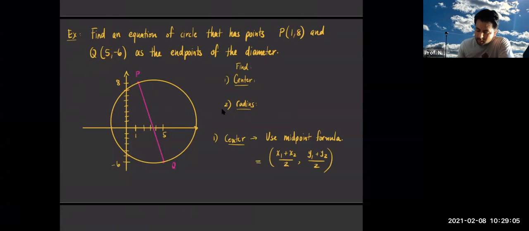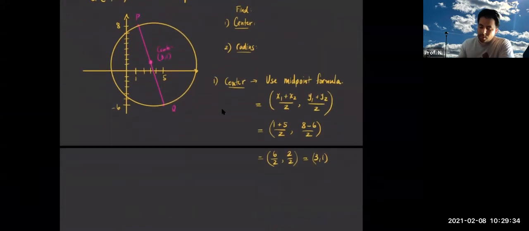So in this case, it will be 1 plus 5 divided by 2, and it will be 8 plus negative 6, which is just 8 minus 6 over 2. So this will be 6 over 2, comma, 2 over 2, which is 3 comma 1. So somewhere right here, right? So this is 3 comma 1. This is my center. Great.